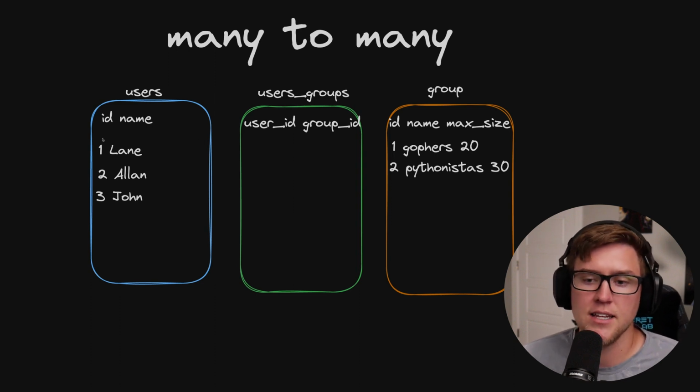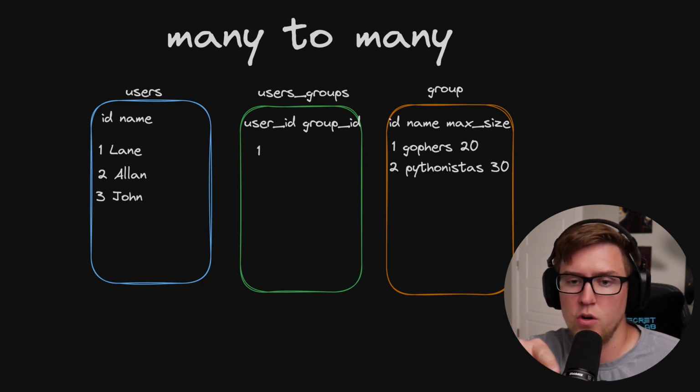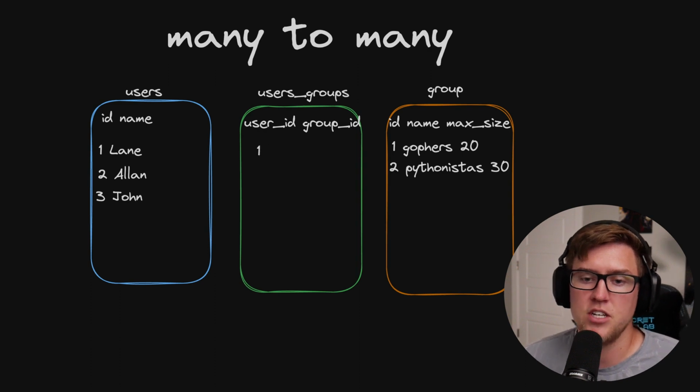So let's say that Lane joins the Gophers group. When he does that, the way we're going to indicate that he's joined is by adding a new row to the joining table that says user ID 1, group ID 1. Let me add some spacing there. So user ID 1, group ID 1. Now let's say that Lane also joins the Pythonistas group. So we do user ID 1, group ID 2.